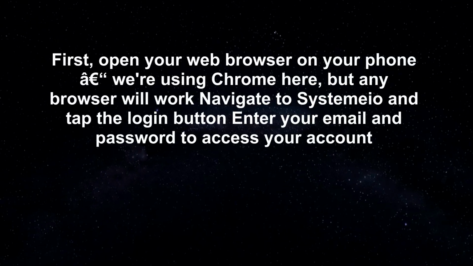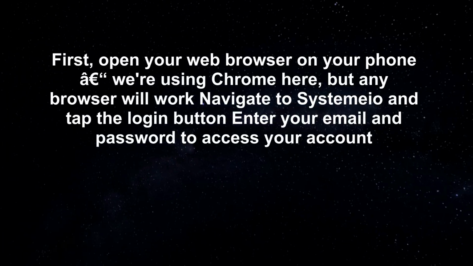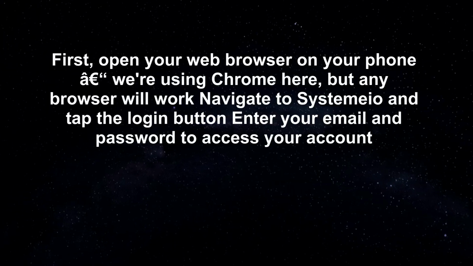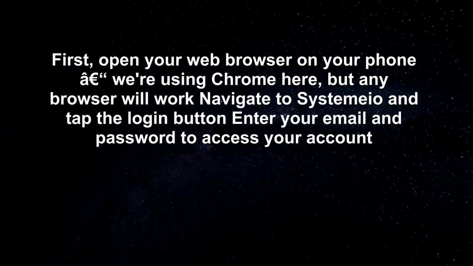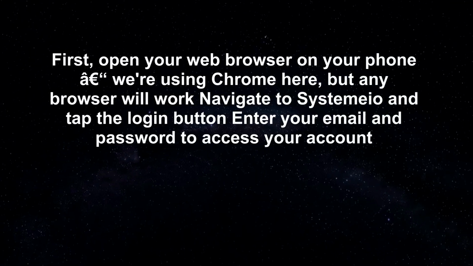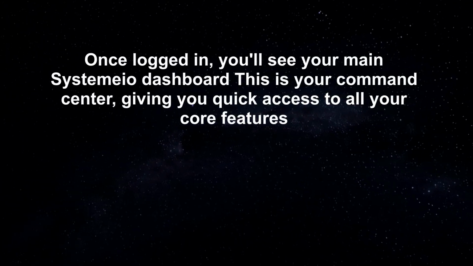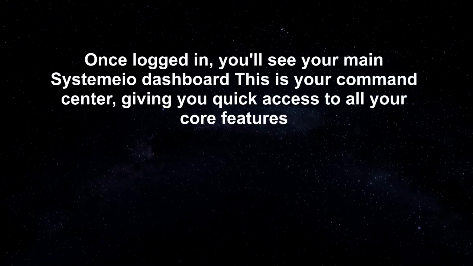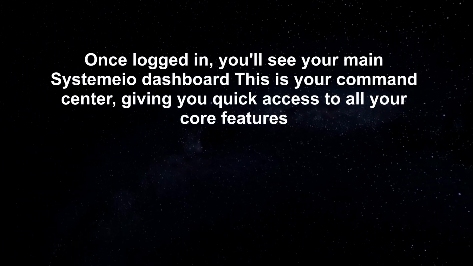First, open your web browser on your phone. We're using Chrome here, but any browser will work. Navigate to Systeme and tap the login button. Enter your email and password to access your account. Once logged in, you'll see your main Systeme dashboard. This is your command center, giving you quick access to all your core features.